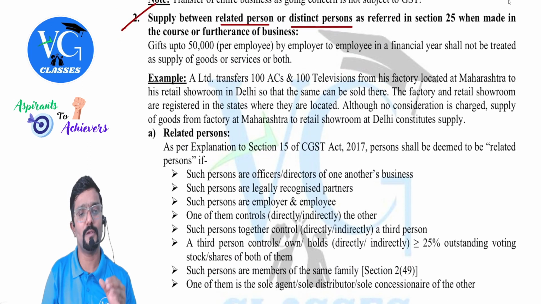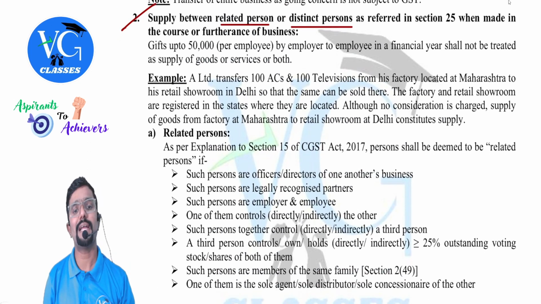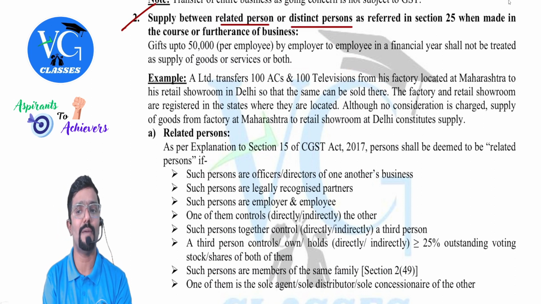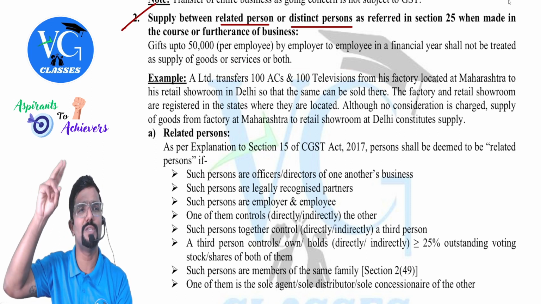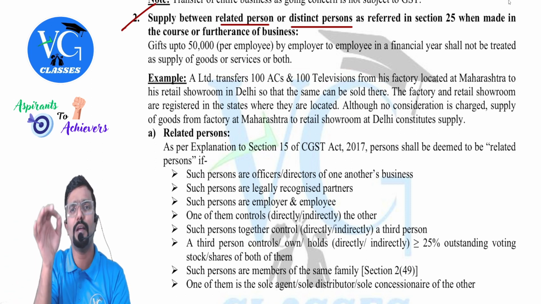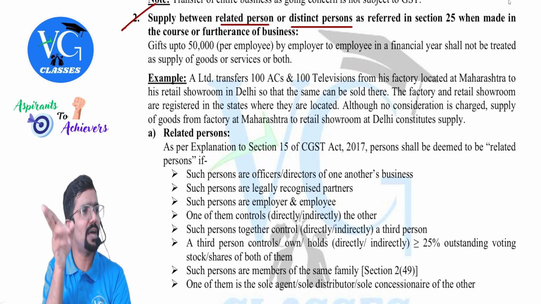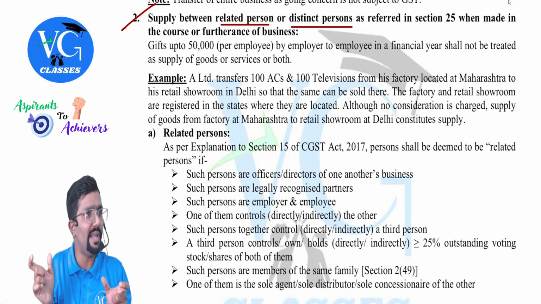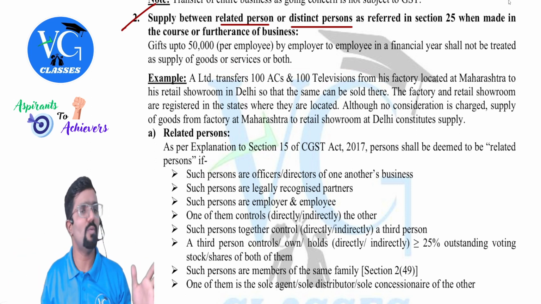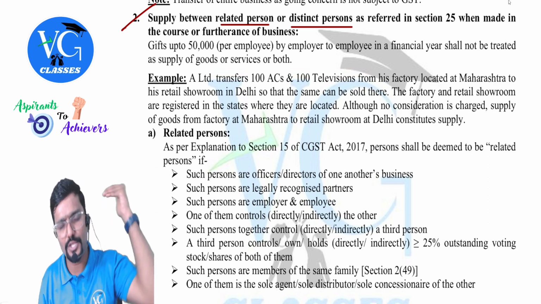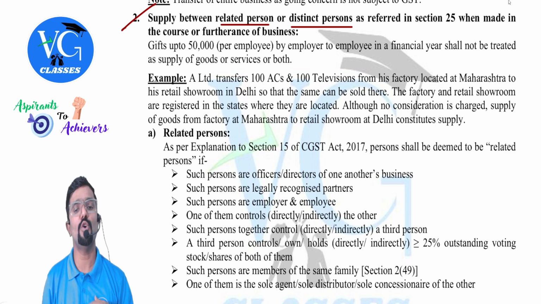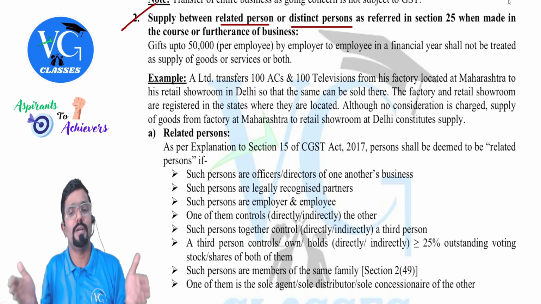I have given one example here also. Let me see. A Limited transfers 100 AC and 100 television from its factory located in Maharashtra to a retail showroom in Delhi. Guys, whenever you see two states, it is understood that they have taken two separate registrations, they are distinct persons, whether it is given in the question or not. Now Maharashtra to Delhi, is it a distinct person? Yes. Why, sir? Whether it is given or not, they should have taken separate registration so that the same can be sold there. Okay, it is sent from Maharashtra to Delhi.